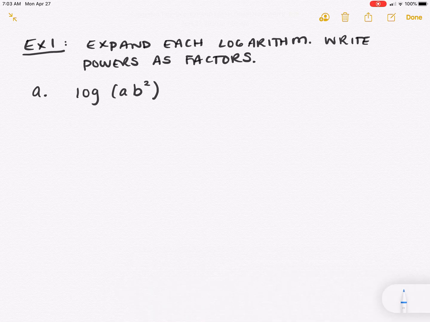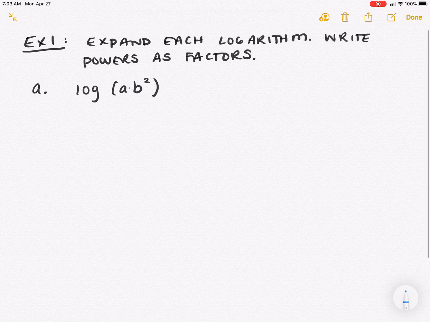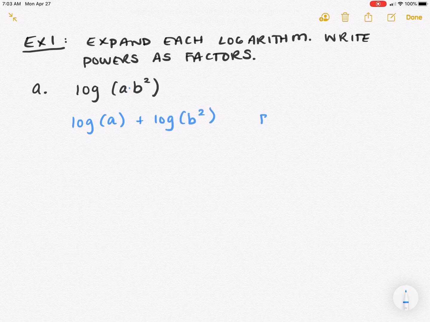So first thing that I want you to do is understand that it is not just about getting the answer. It is about using the properties. You can use one at a time per step, and you have to show your thinking with this. So the first thing I'm going to recognize is that I have the product of two terms. So I'm going to expand this out and make it log of the first term plus the log of the second term. And this is the product property.